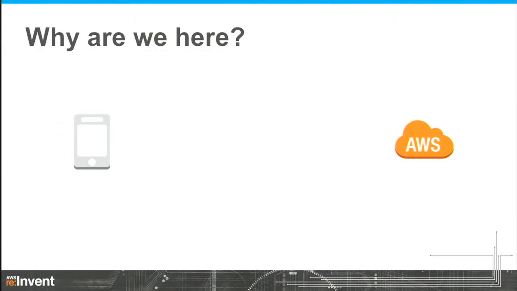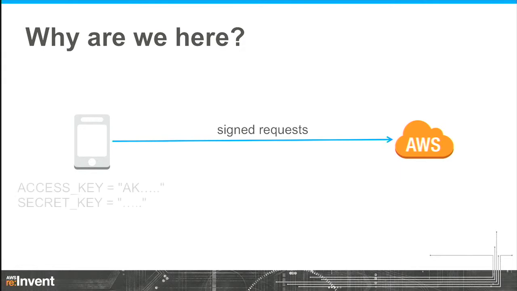So why are we here today? If you're already developing mobile apps that integrate with AWS, you're familiar that when you want to send requests to AWS, we have to sign those requests. And in order to sign those requests, we need an access and secret key. Now, you might think that the first thing you would do is embed those credentials inside of your application so that you can then make requests to AWS.